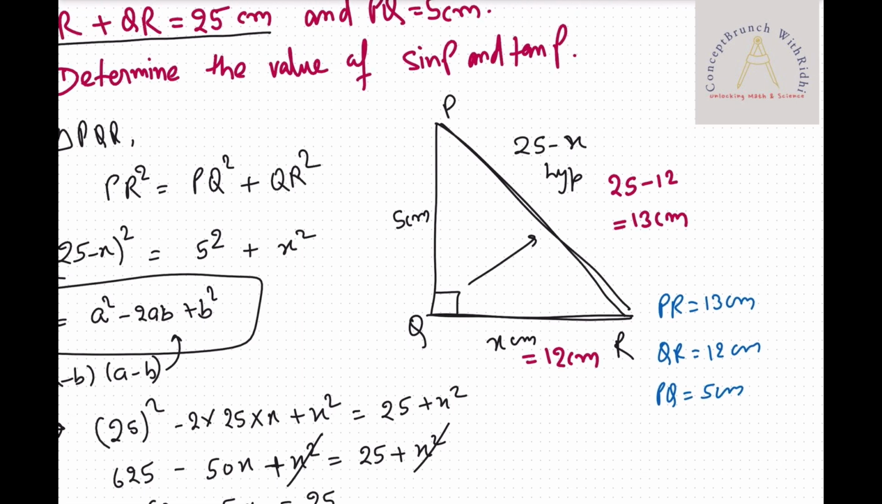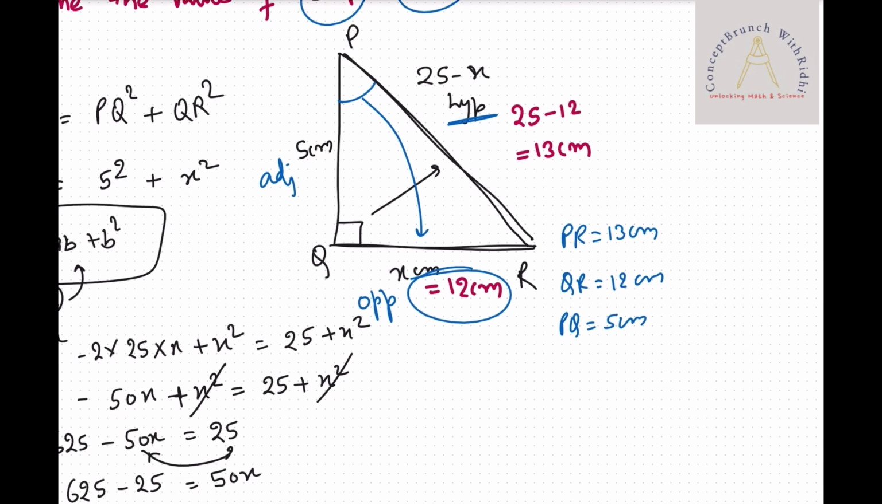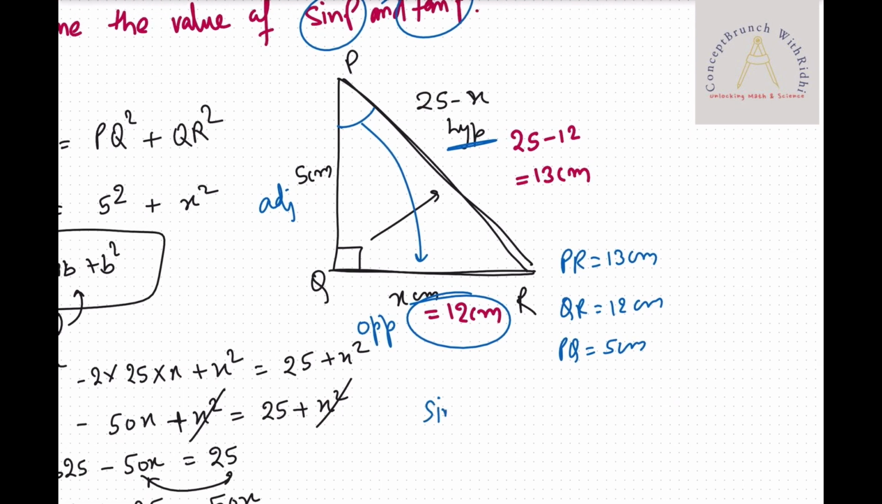Now what they are asking is sin P and tan P, right? Finally, the angle P. So opposite of P, this QR, will be your opposite. And this will be adjacent, because this is your hypotenuse, right? So sine P will be opposite divided by hypotenuse. What is opposite? 12. Divided by hypotenuse, 13.